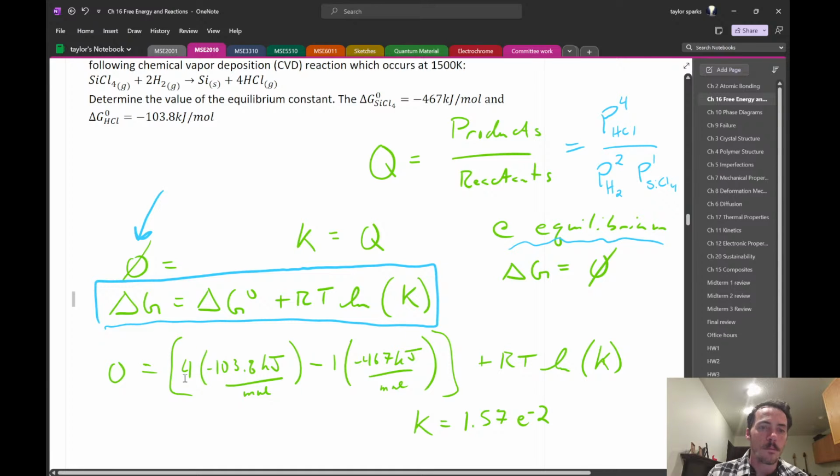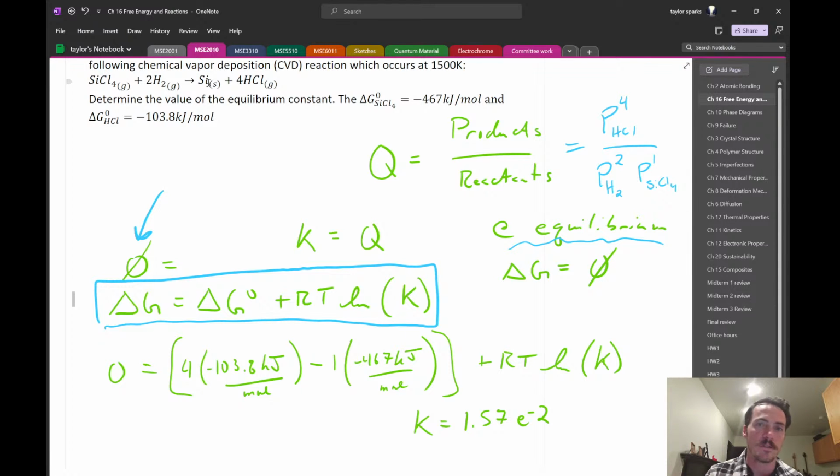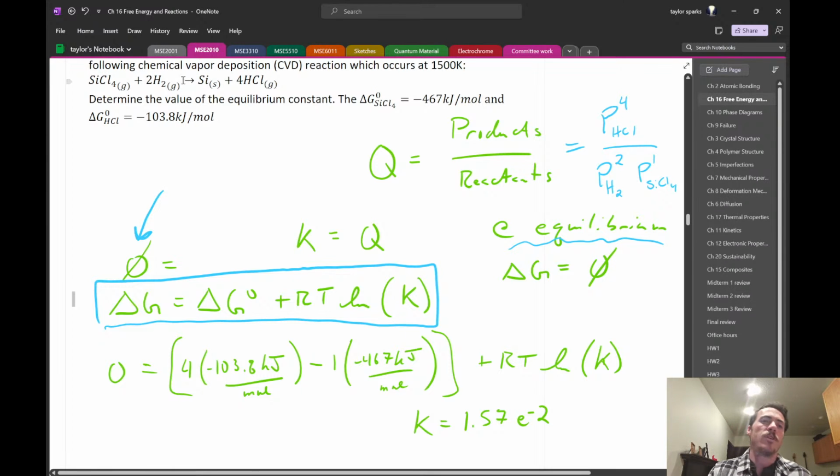We know that there are 4 moles of our hydrochloric gas, and we know the formation value of hydrochloric gas individually. It's 103.8 kilojoules per mole. So since there's 4 moles, we do that. Silicon we don't include because it's in its elemental state at that temperature. So its formation energy to make silicon in its elemental state from silicon in its elemental state is no change in free energy. So it's 0, so I didn't write it down. Same thing on the reactant side. Hydrogen is in its elemental state, so we don't need to account for it. But silane gas we do need to account for, and we're given its value.